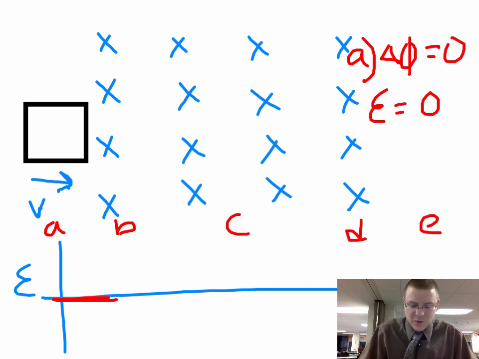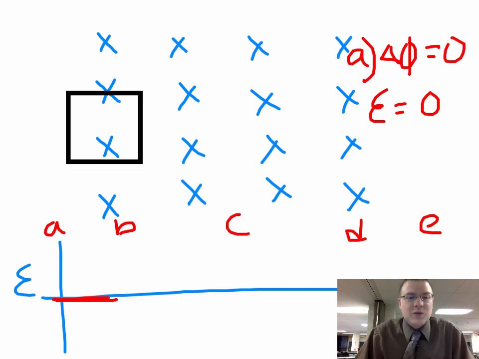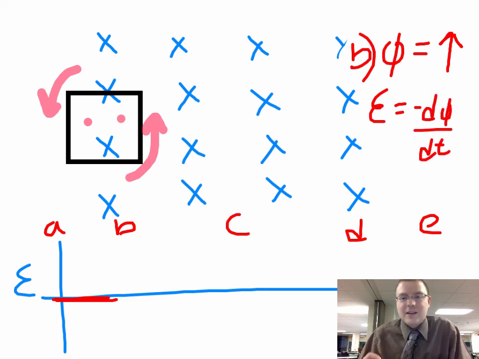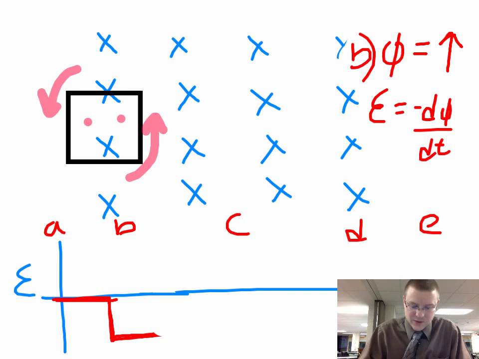Okay, what happens when the loop starts to move? As the loop starts to enter the magnetic field, there are now X's into the page, so the loop's going to throw dots out of the page to try and maintain the flux, which means there's going to be current heading in this direction. There's going to be an increase in the flux as the loop enters, and since this is negative d flux dt, as flux increases, that means the voltage will have a negative potential as it enters section B.